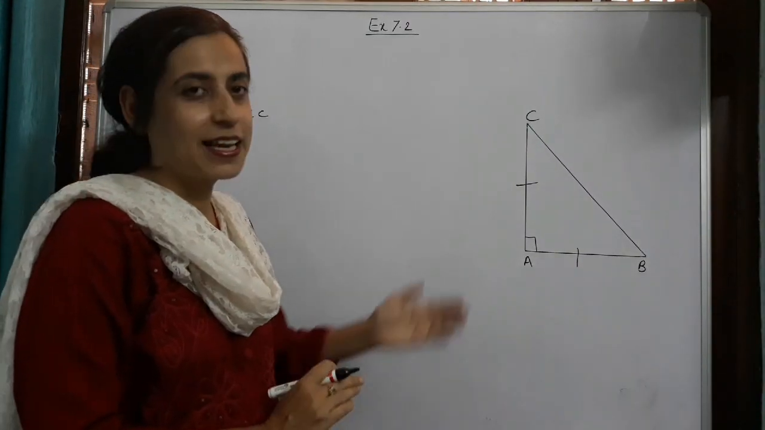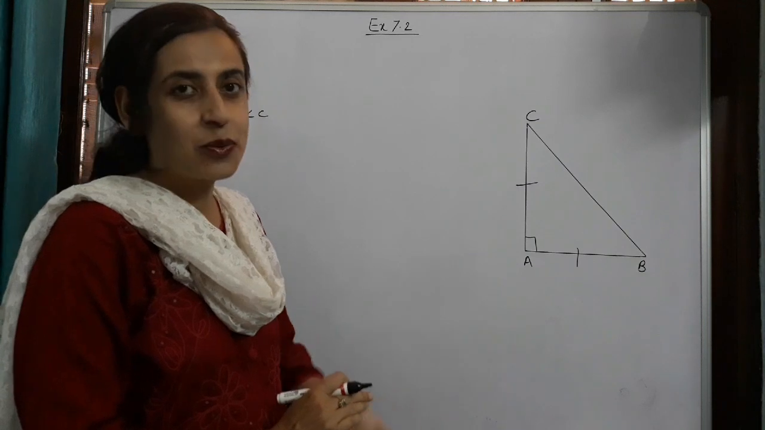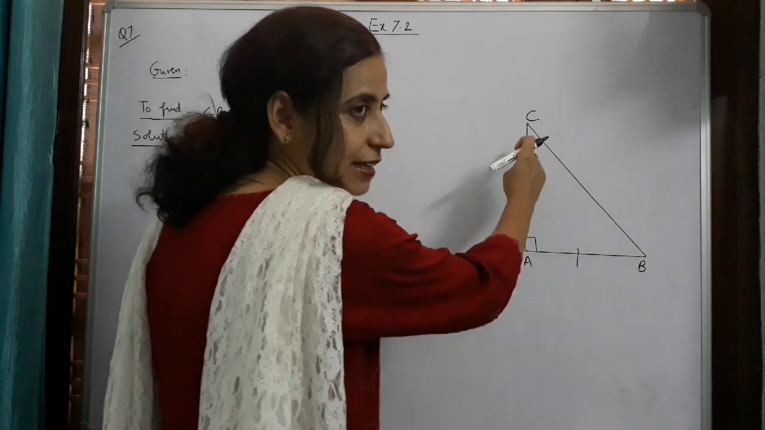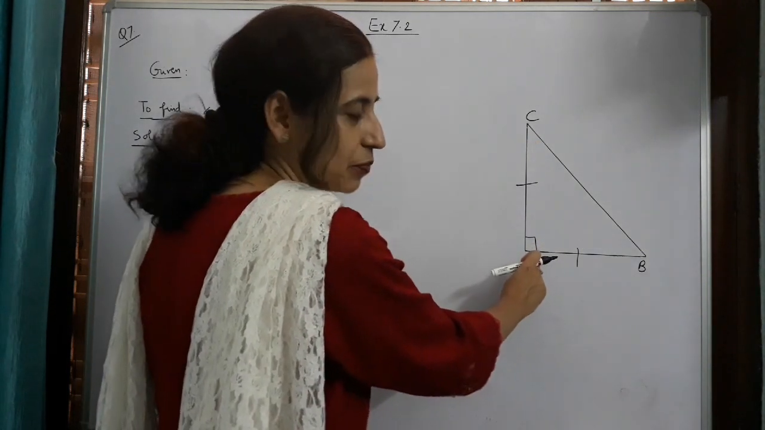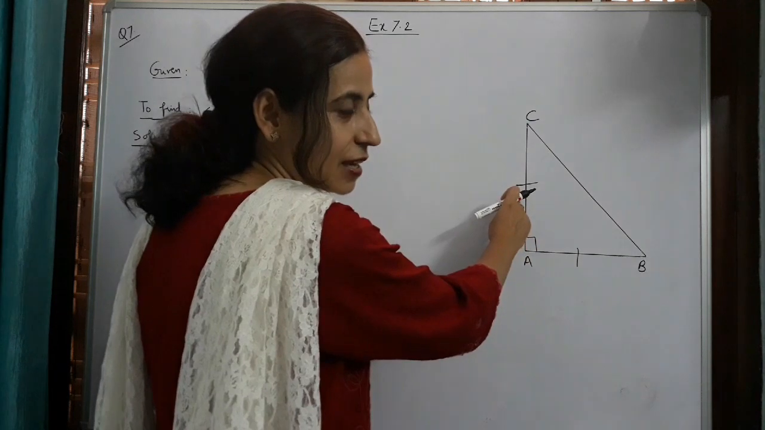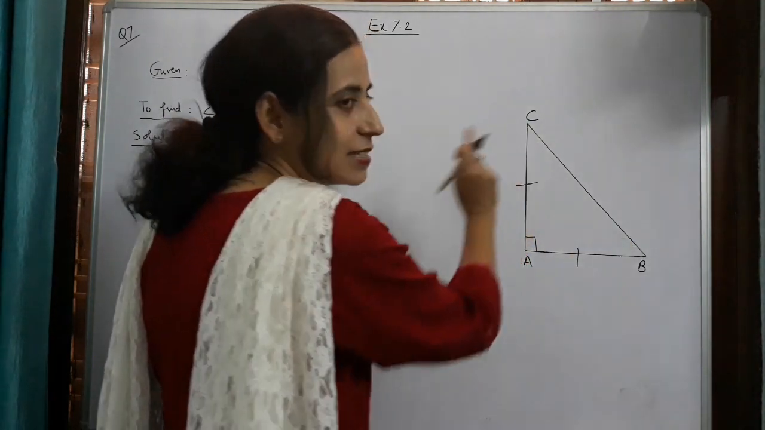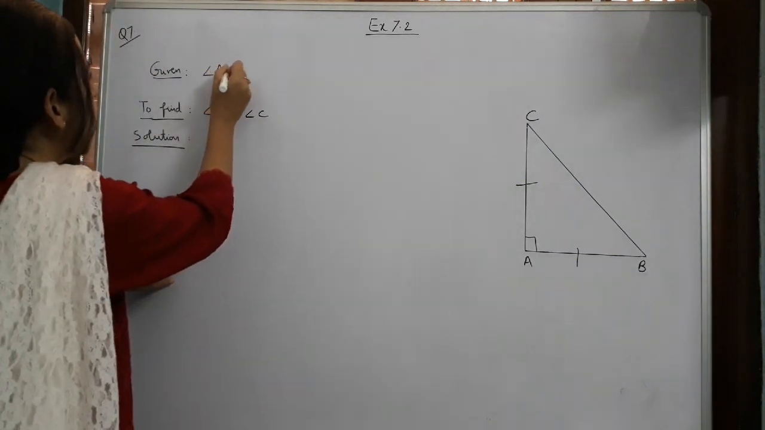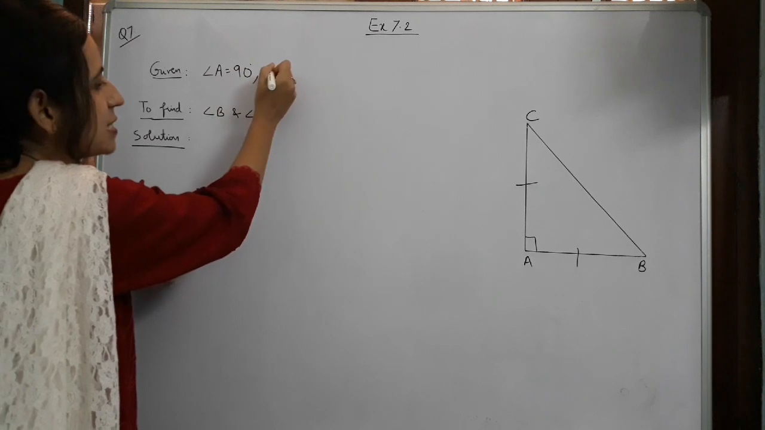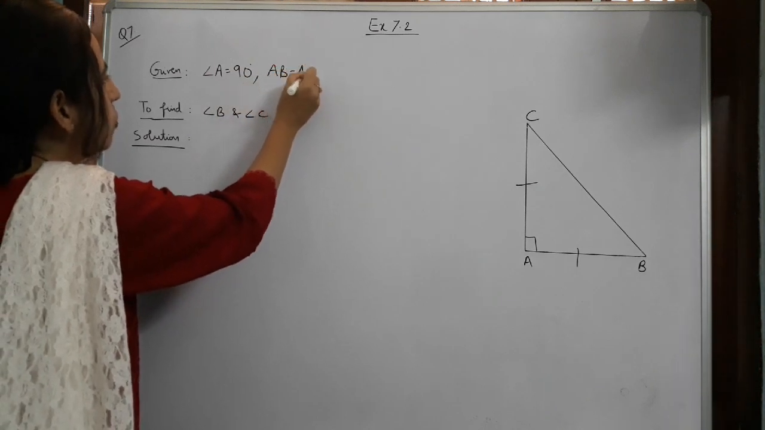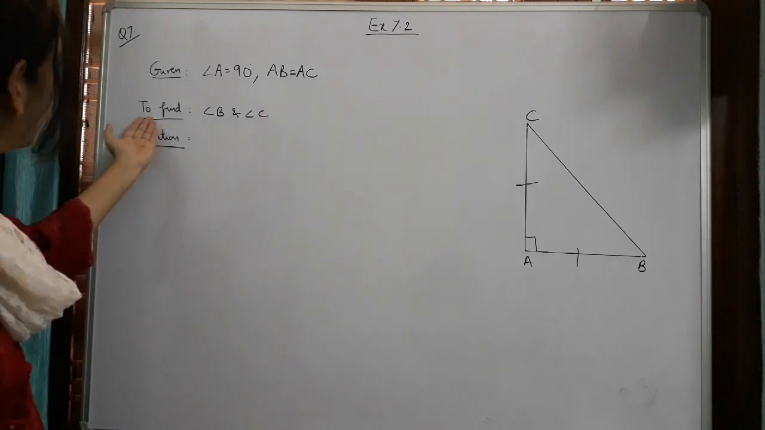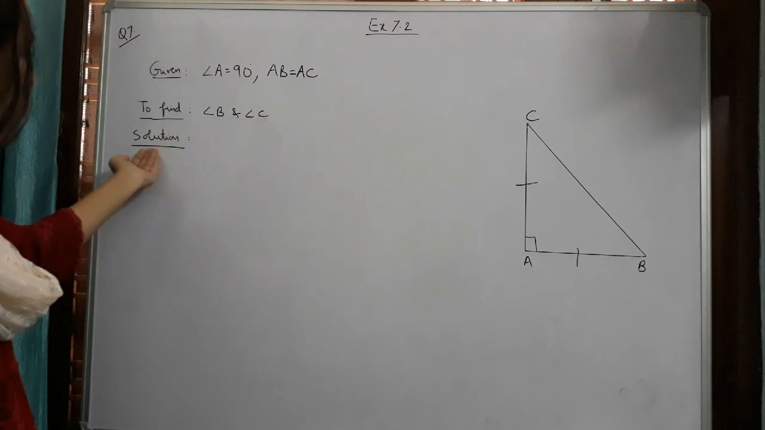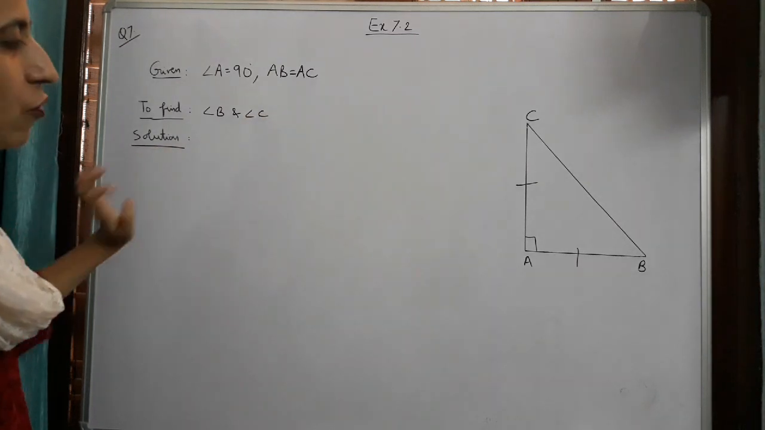Now we start with the next question, question number 7. It is a very simple question. Here it is given to us that ABC is a right angle triangle which is right angled at A, and AB is equal to AC. We have to find angle B and angle C. So let us write down the given here. It is given to us that angle A is equal to 90 degrees and AB is equal to AC. Now we don't have to prove anything, we have to find angle B and angle C. So we won't have the proof, we have the solution over here.